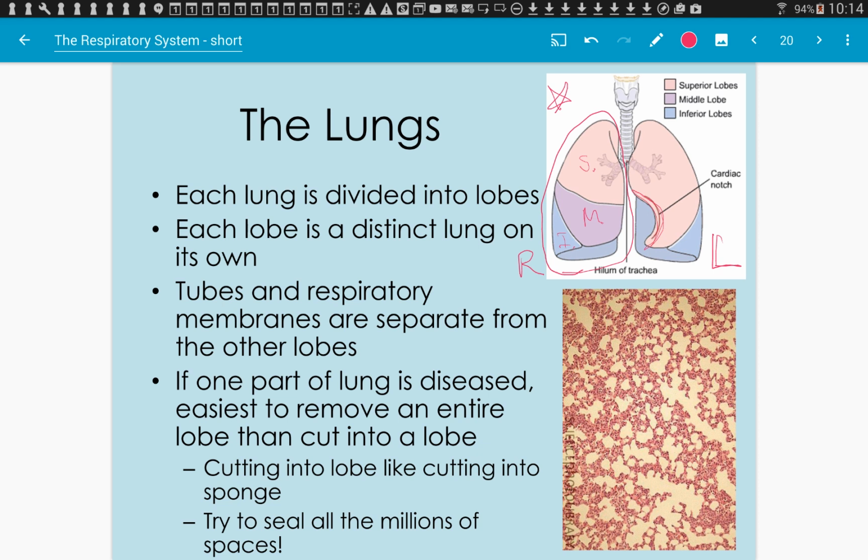because remember, our heart lies on its right side, and it's more on the left side of the sternum. So you have that notch there to help make space for the heart. Okay, so each lobe has its own bronchus and vessel supply, and I'll come back to that in a moment. So each lobe is technically separate from the others, and that's a good thing.